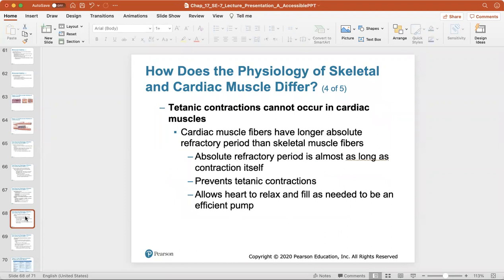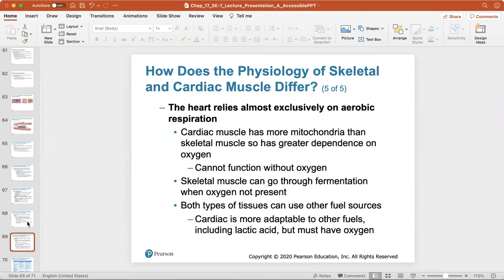Tetanic contractions cannot occur in cardiac muscle. Your cardiac muscle fibers have longer absolute refractory periods. This absolute refractory period is almost as long as the contraction itself. This prevents a tetanic contraction and allows the heart to relax and fill as needed to be an effective pump.